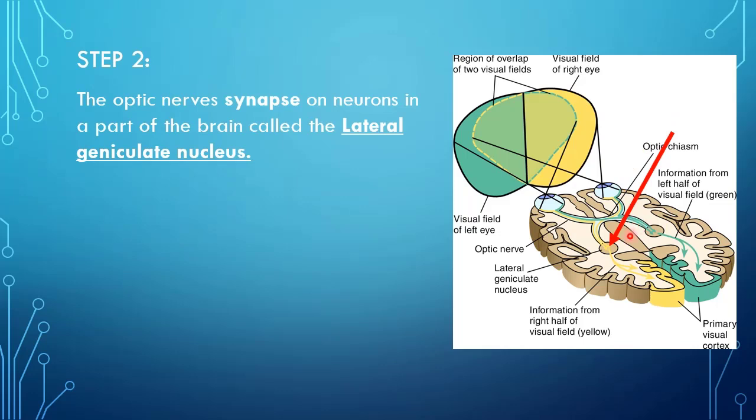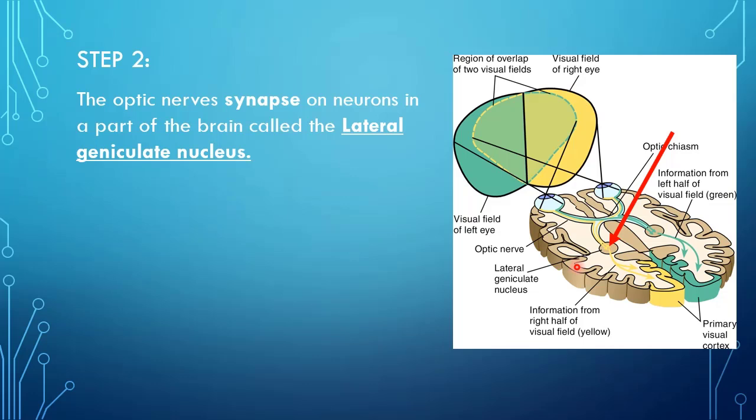The optic nerves then synapse on neurons in the part of the brain called the lateral geniculate nucleus. So if you're remembering what I said very early on in the lecture, this is the place where you should be starting to produce some sort of a flow diagram. Okay, ganglion cells, lateral geniculate nucleus.